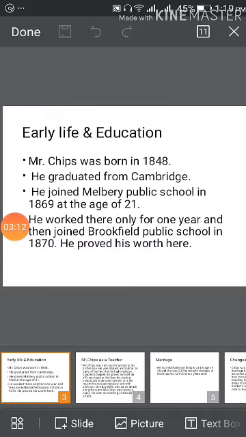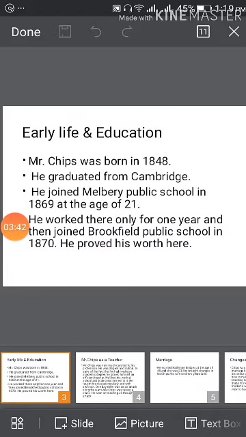Brookfield was a second grade school. It was the school of the upper middle class and the middle class society of England. So it was a grammar school, a language school. Languages like Latin and English were taught in Brookfield at that time.